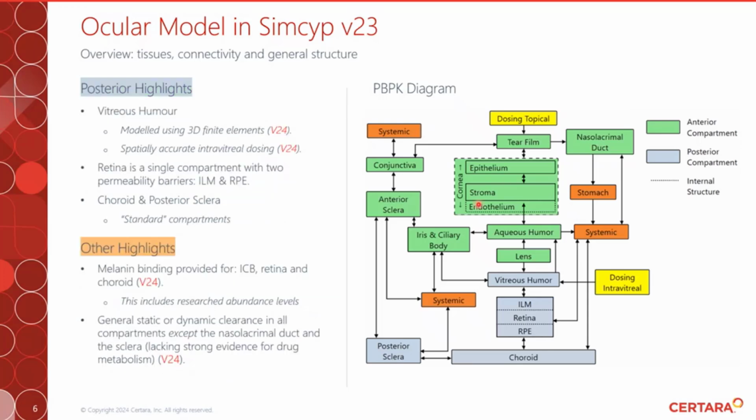Right, and as far as the posterior, that's all the bluish gray stuff here at the back. There are fewer tissues, but it does encompass the vast majority of the volume of the eye, the vitreal cavity being by far the largest component. And we'll see in a little bit as well that it was modeled, at least for version 24, in finite elements as well to capture diffusion appropriately. Some other highlights that we'll see at the end as well is the introduction of melanin binding and general clearance for the newer version.